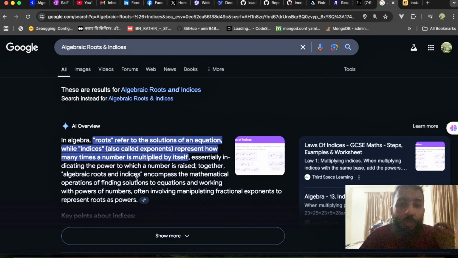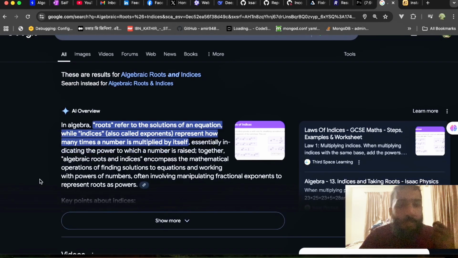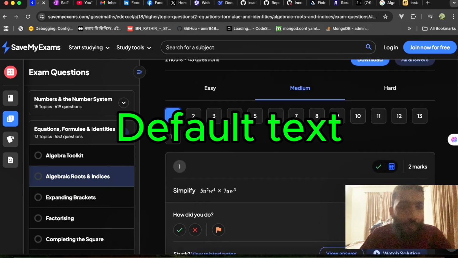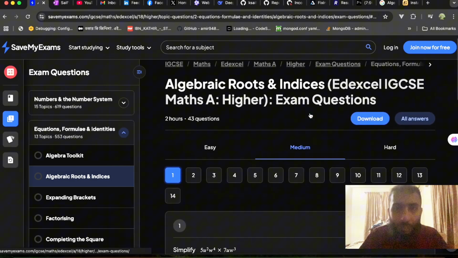Together, algebraic roots and indices encompass the mathematical operations of finding solutions to equations and working with powers of numbers. So you have a brief idea: roots are solutions to equations, and indices, also called exponents, are basically how many times a number is multiplied by itself. Now I'll focus on the problem solving part, in the medium category of this topic.